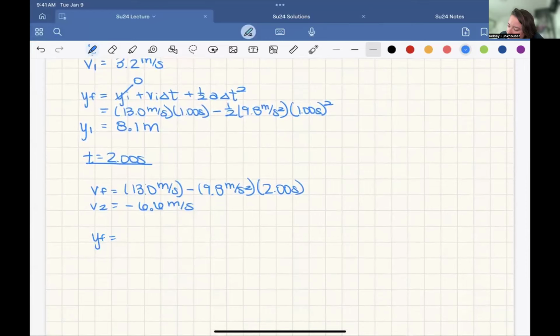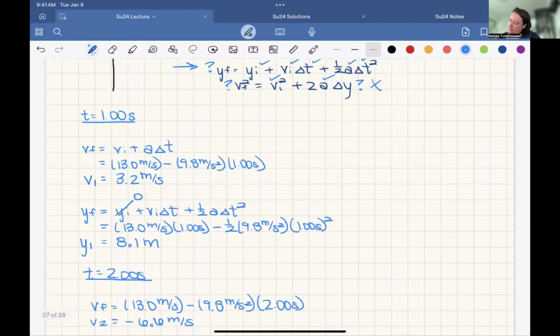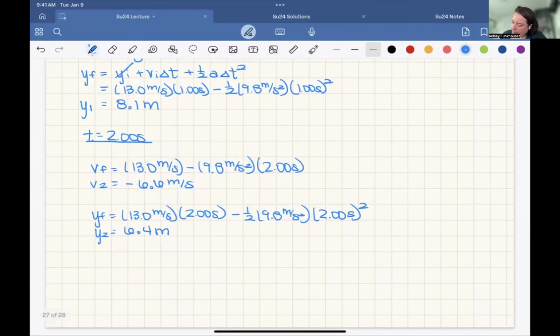And then the position, and again, the initial position 0, so we'll leave that out. 13.0 meters per second, 2.00 seconds, minus 1/2, 9.8 meters per second squared times 2.00 seconds squared. In this one, we get a position of 6.4 meters. So it's still positive, unlike the velocity. Okay, and then finally, oh, I'm running out of room. Wrote too big. Fine, we'll just go to the next page.